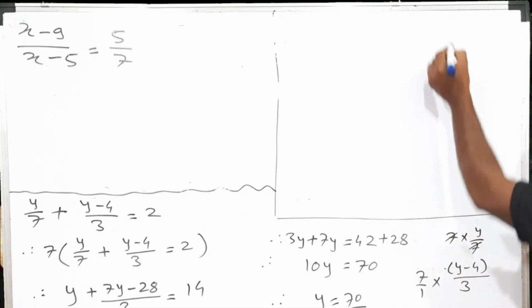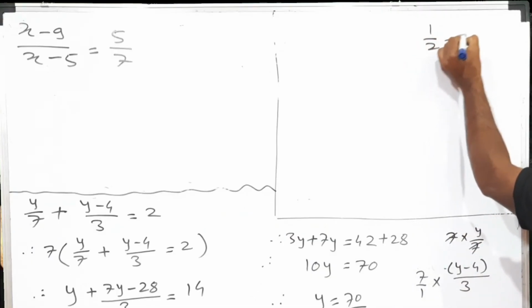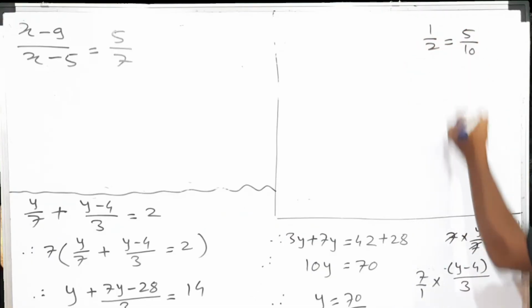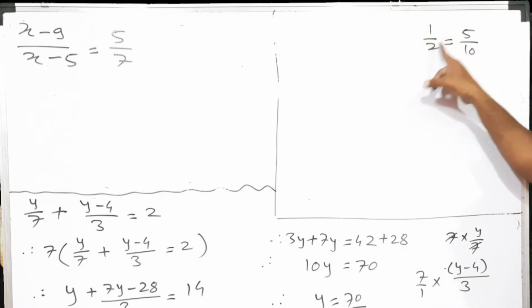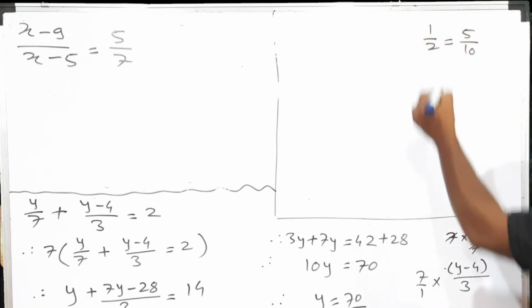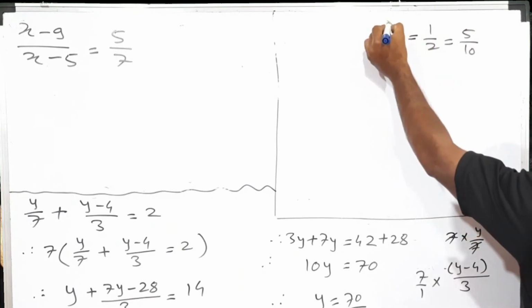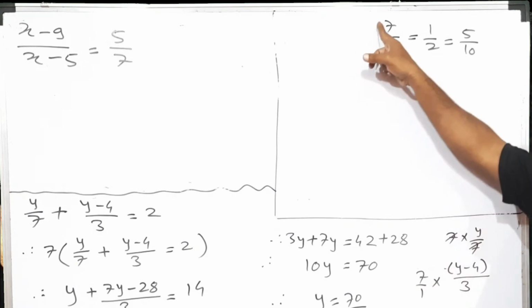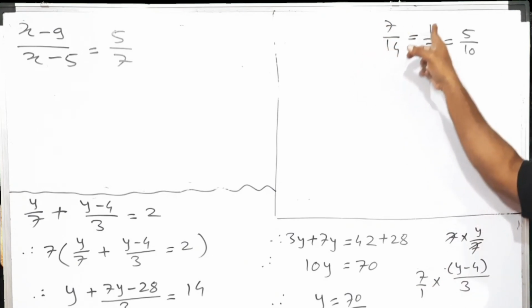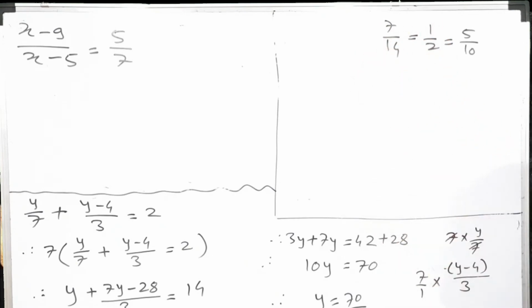For example, 1 upon 2 is equal to 5 upon 10, and their cross multiplication: 1 10s are 10, 2 5s are 10, is equal. Or we can say 1 upon 2 is equal to 7 upon 14. Their cross multiplication: 7 2s are 14, 1 14s are 14, is equal. It is true with any equivalent fraction.